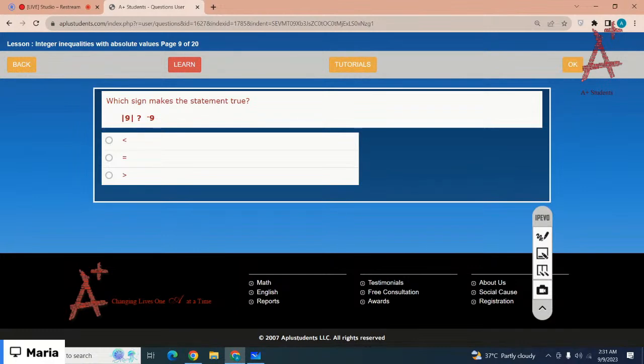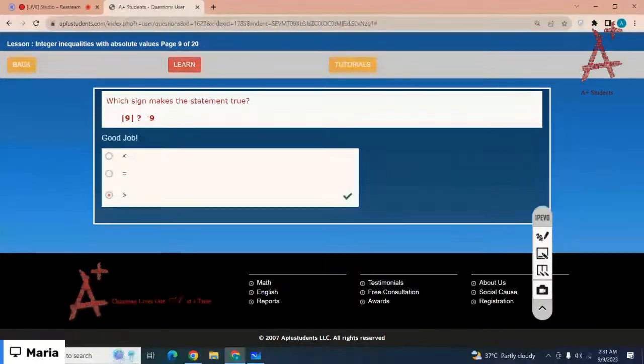Okay, absolute value of 9 and you have to compare it to negative 9. So which is the correct option? Yes, the absolute value of 9 is 9, right? And 9 is greater than negative 9. So that would be, very good, greater.